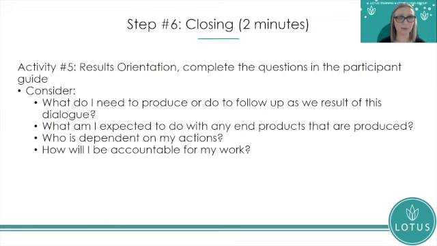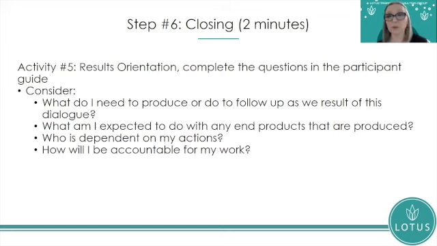And the last step is really just the closure. So 2 minutes wrapping it up. You can see, again, beginning on page 16, it's what am I going to do as a result of the dialogue? So if my team decided that we needed to do consistent bell work or create a common formative assessment, who's responsible for doing that? What am I responsible for doing once I get that common formative assessment or the bell work? And in terms of who else is dependent on my actions.